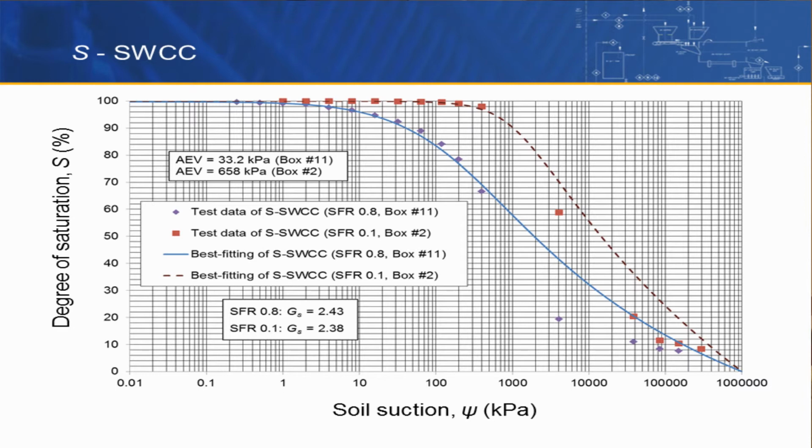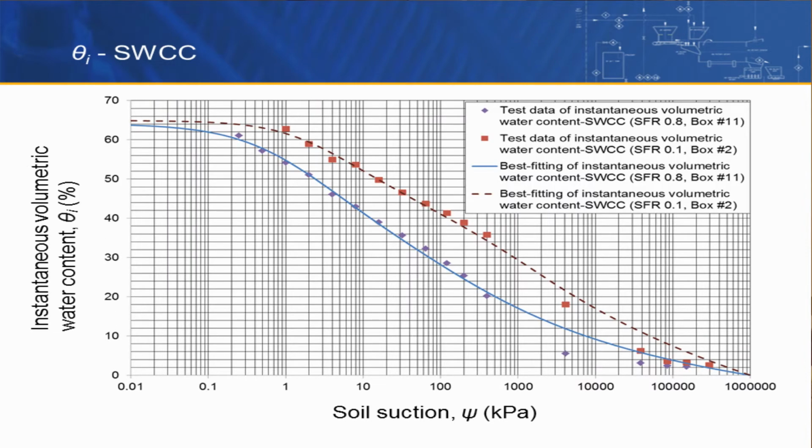From these two curves, we can obtain our air entry value in an empirical way. The air entry value obtained for box 11 is 32.2 kilopascals, and the air entry value for box 2 is 658 kilopascals. And here is the relationship between the instantaneous volumetric water content, which is used for the calculation of the water storage function.